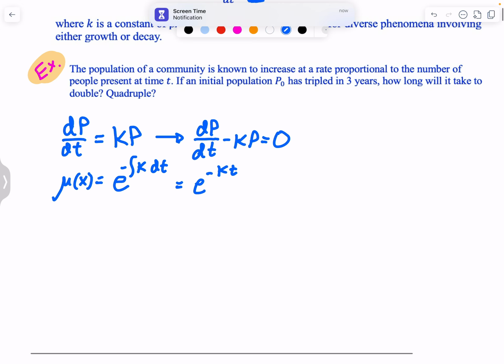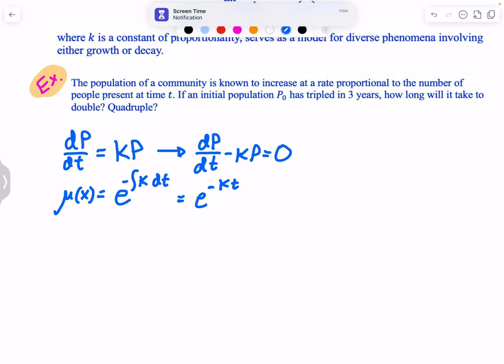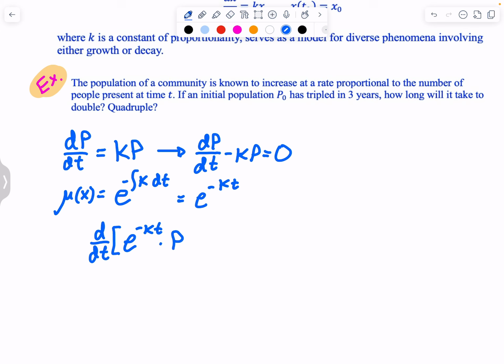Okay, I know that when I multiply my diffie, which is right above here, by mu, I get the quotient rule, ddt of e to the negative kt times p. That's our output. Remember, first order linear, it always works that way. And then on this right side, we would multiply also, I'm going to put it here just for note's sake. We also multiply by that e to the negative kt.